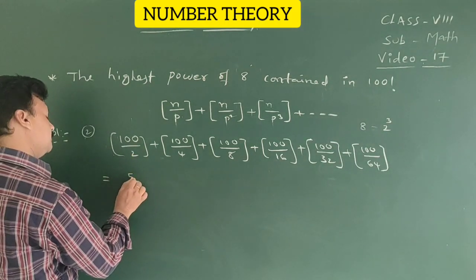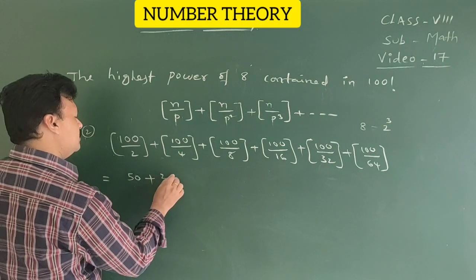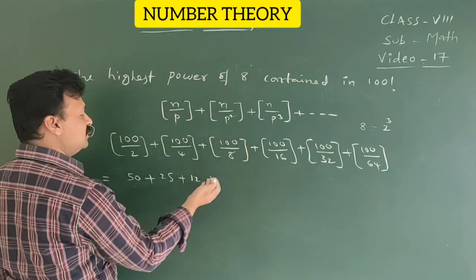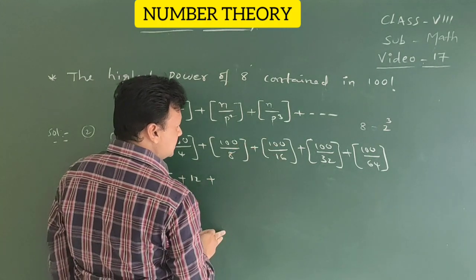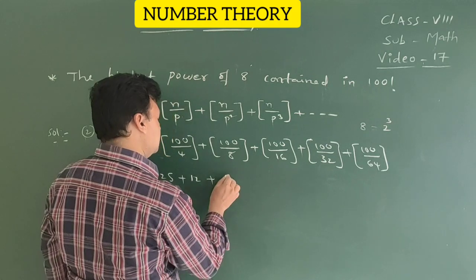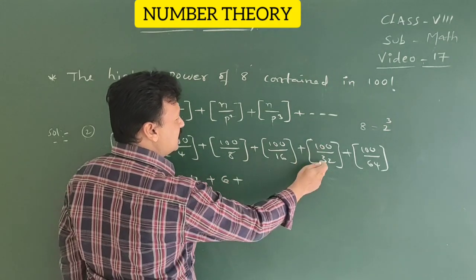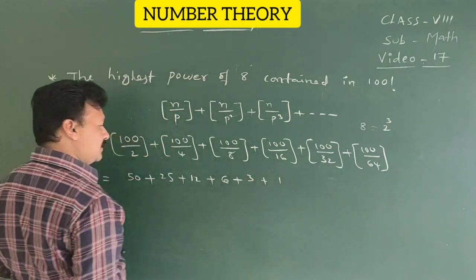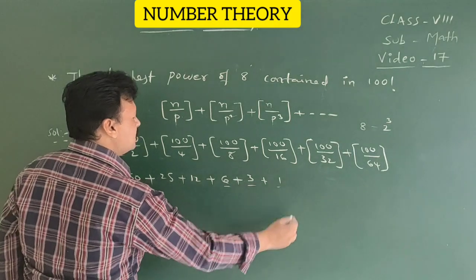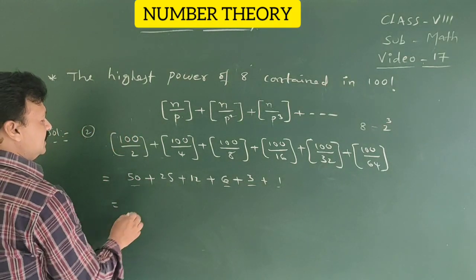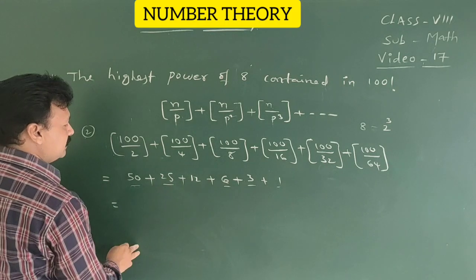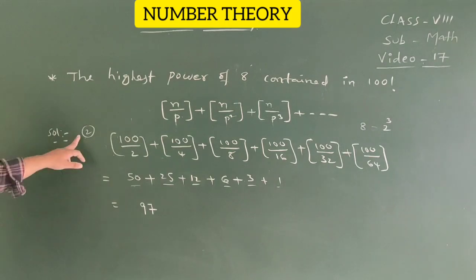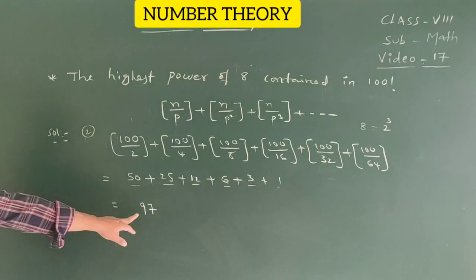100 by 2 means 50. 100 by 4 means 25. 100 by 8 means 12. 100 by 16: 16 sixes are 96, so 6. 100 by 32: 32 threes are 96, so 3. 100 by 64 means 1. 6 plus 3 plus 1 is 10. 10 plus 12 is 22, 22 plus 25 is 47, plus 50 is 97. The highest power of 2 contained in 100 factorial is 97.